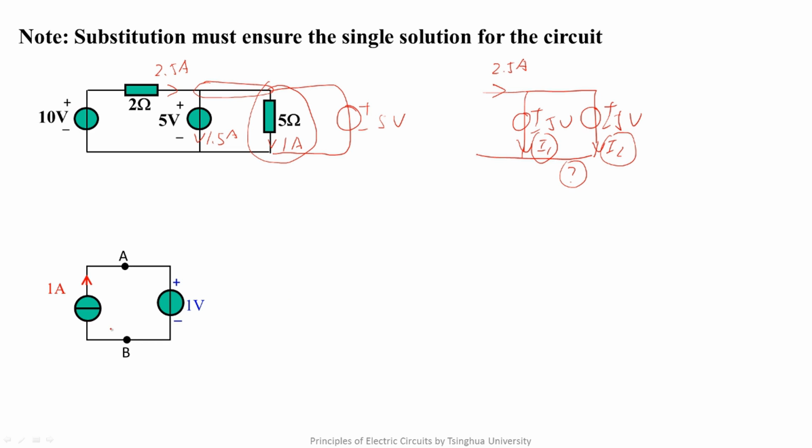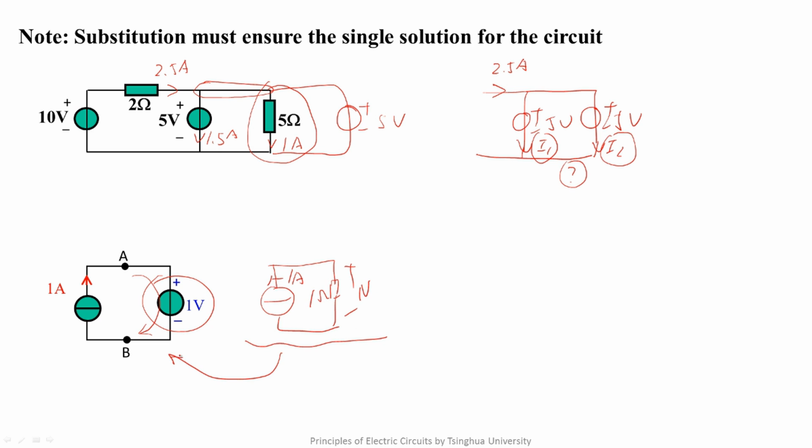The second circuit looks strange, but it obeys the KVL and KCL. The voltage drop from A to B is 1 volt. The mesh current in this direction is 1 ampere. Of course, the voltage source can be replaced with a 1 ohm resistor without the change of the operating point of the circuit.